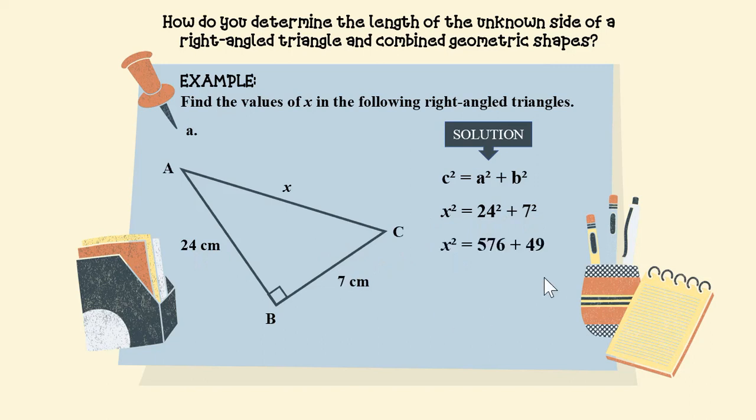And then you solve this one. 24 square, you get 576. 7 square equals 49. So you add these two, you will get 625. Okay, now this one is x square. We want to find the value of x. So how to remove this square? We have to square root both sides. If you square root both sides, this one will cancel, and what is left here is x only. So x equals square root of 625. Then you can press the calculator, you will get x equals 25 cm.